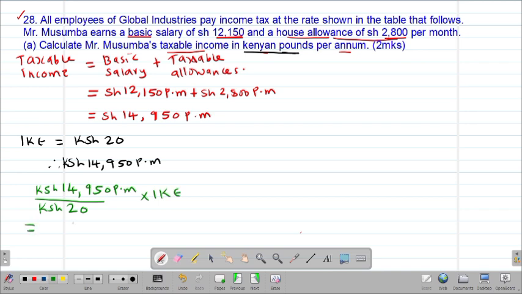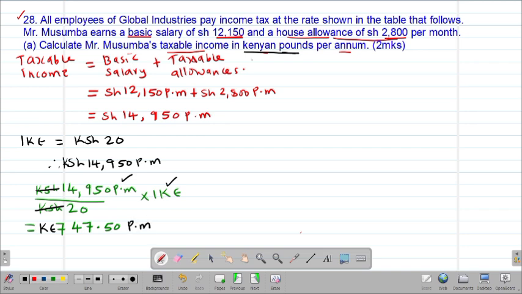So this is going to give us the following. You take 14,950 divided by 20, you get 747 and 50 cents. Clearly you can see that the Kenya shillings have cancelled out. So it means that our answer must be in Kenyan pounds, per month.